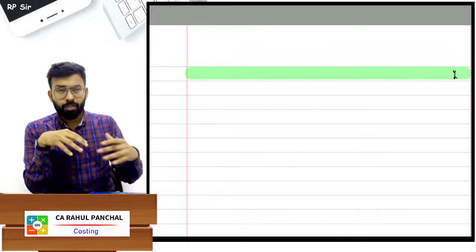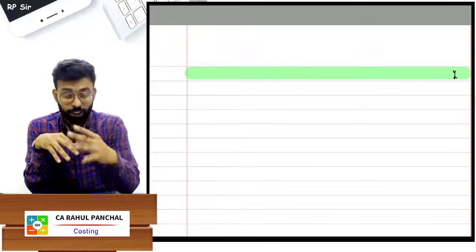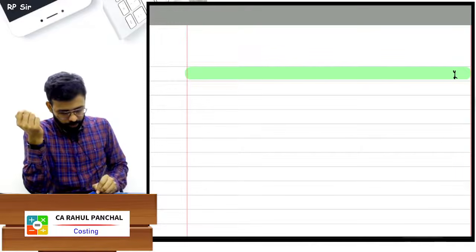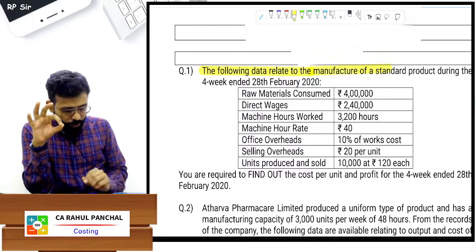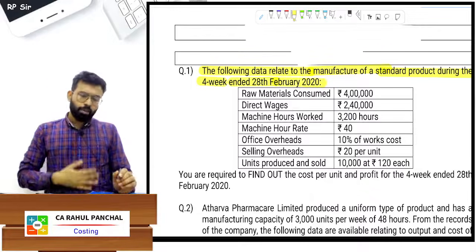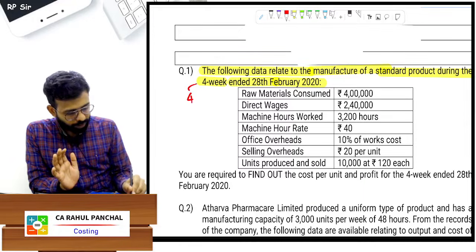Now we are starting with the question which is connected with unit and batch costing, which is similar to cost sheet. The only thing will be you will have to calculate cost per unit. That's it. So let's read the question, you will have understanding. The following data relate to the manufacture of a standard product during the 4 weeks ended 20th February 2020. So data is given with reference to 4 weeks, that is clear.